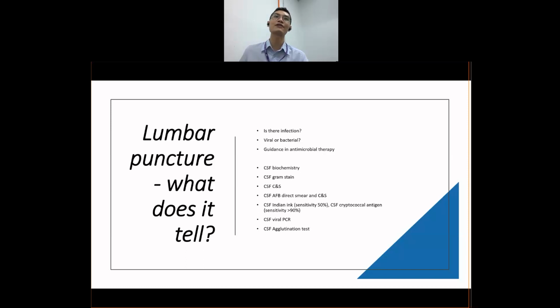Things like the CSF biochemistry that will tell us the glucose and also the protein in the CSF, gram stain to see whether or not there is any stainable bacteria, culture, acid fast bacilli smear, and also the TB culture. Indian ink and also cryptococcal antigen are to diagnose cryptococcal meningitis. We send off the CSF for viral PCR for the common viral pathogens that I talked to you about just now.